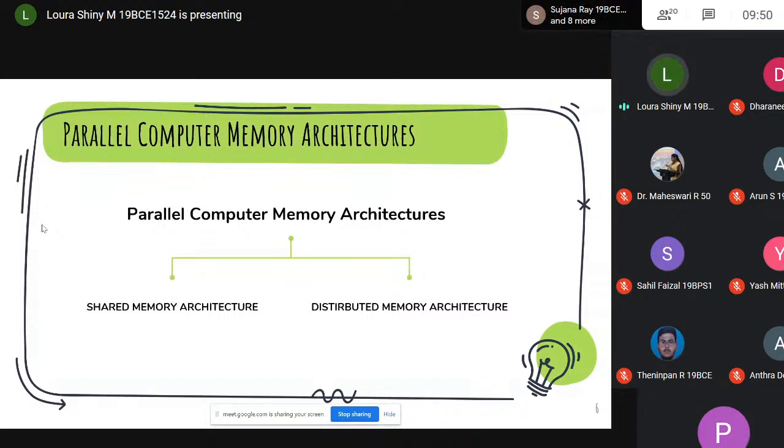We all know that when there are two opinions, there's always a debate over which one is better than the other. So dare I say we have a debate between my teammates. We have Antra Devraju representing shared memory architecture, and the stage is all yours.